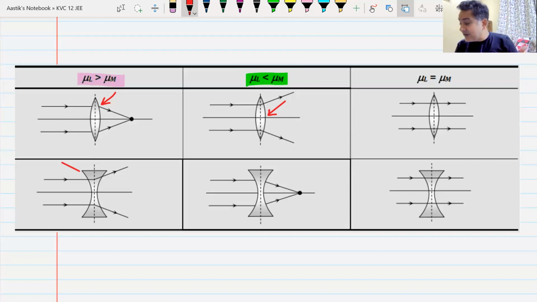Then there is a typical case where both of them are the same. So I put a convex lens in the same medium from which it was made. Will it behave like a lens? No, it does not behave like a lens. The rays just go parallel. They do not get refracted. It is not a lens anymore. Do we understand this?